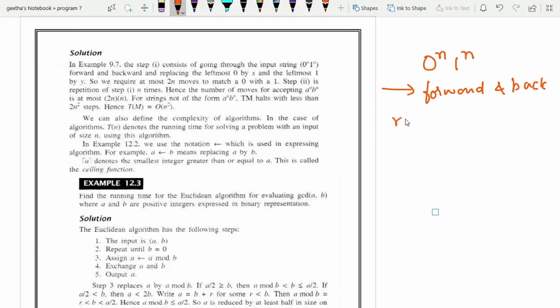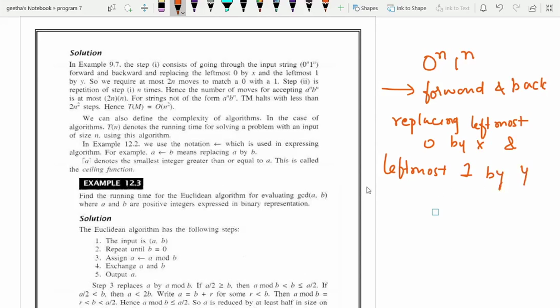Replacing the leftmost 0 by x, and the leftmost 1 by y. Because of this, we need at most 2n moves. Let me tell you why it is 2n moves.